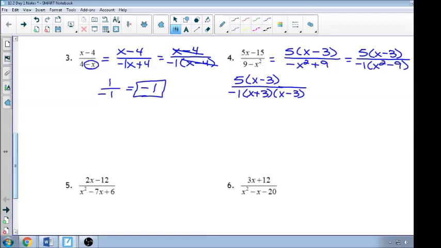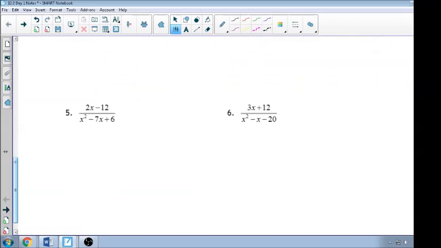At this point, I'm going to look for things that I can cancel. I can cancel the x minus 3's out, and I can look at this 5 divided by -1 to go ahead and simplify that. Well, 5 divided by -1 is -5 over what's left in my denominator, x plus 3.